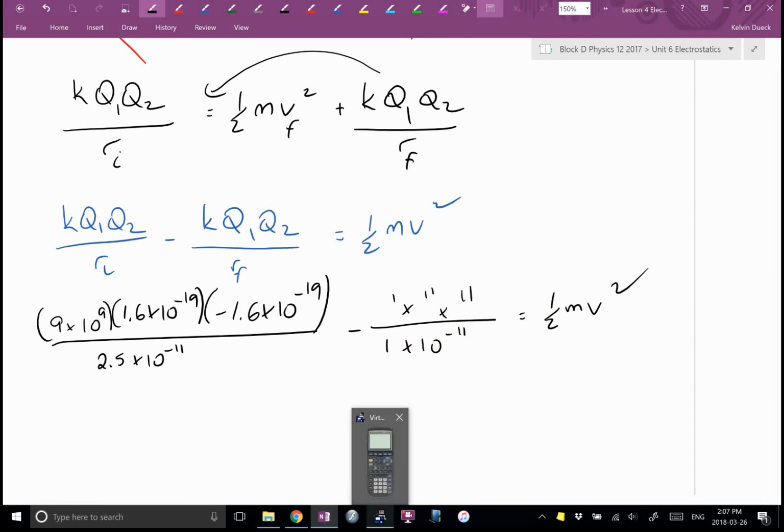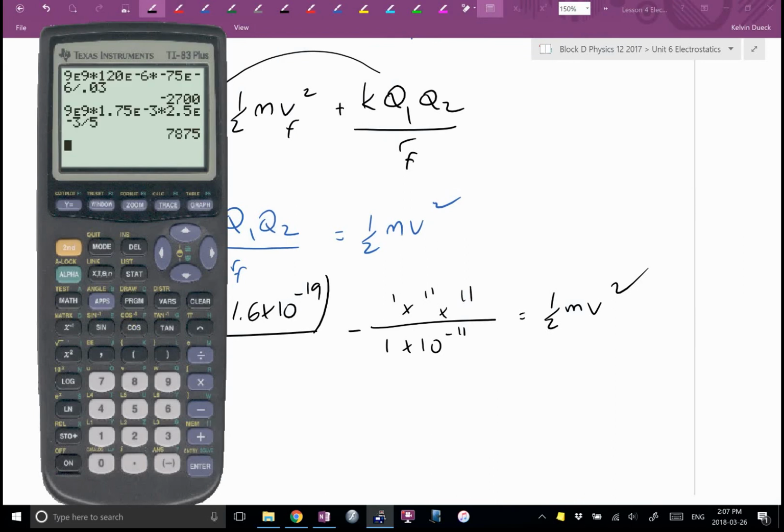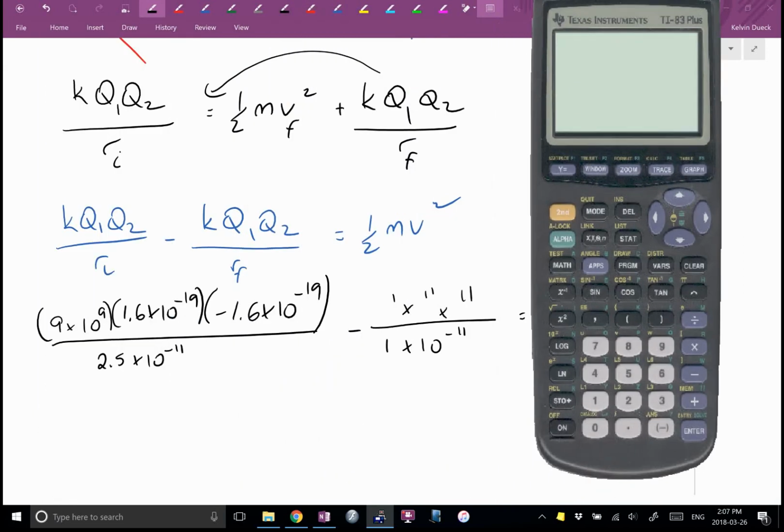Now, you can see this is also really similar to gravity, except the numbers are a little cleaner. It's a lot easier to type 9 times 10 to the 9th than 6.67 times 10 to the negative 11. But it's the universe we live in. 1.6 times 10 to the negative 19, times negative 1.6 times 10 to the negative 19, divided by 2.5 times 10 to the negative 11, not squared.